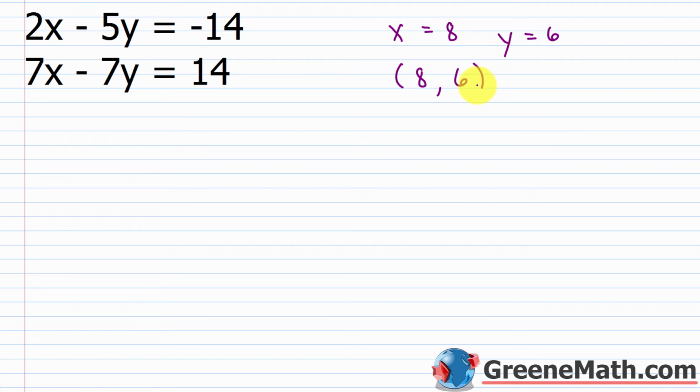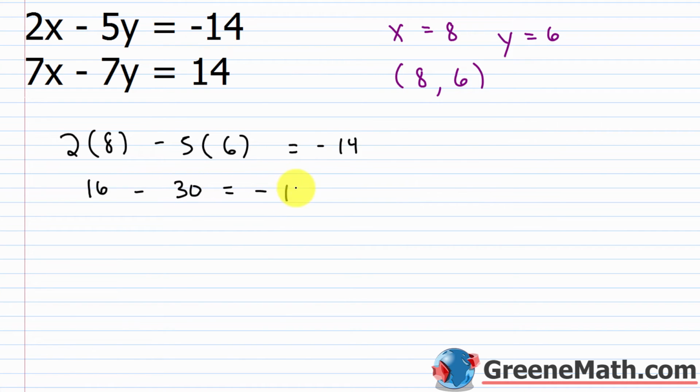Now, let's check this real quick. I'm not going to check any in the future because of the interest of time, but I just want to show you that this works. So we have 2 times, put in 8 for x, minus 5 times, plug in a 6 for y. This equals negative 14. 2 times 8 is 16, minus 5 times 6 is 30. This should equal negative 14, and it does. 16 minus 30 is negative 14, so negative 14 equals negative 14, so it works out here.